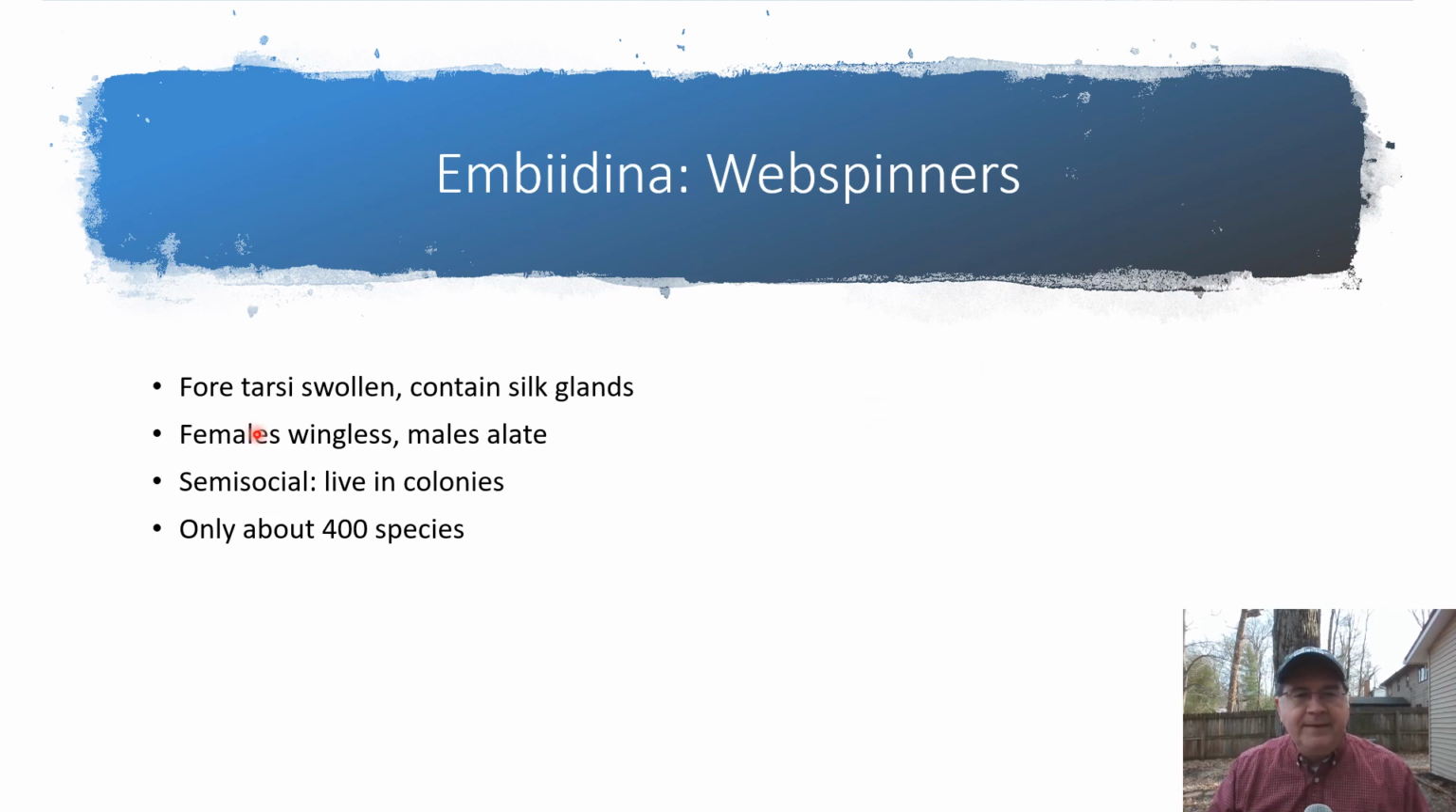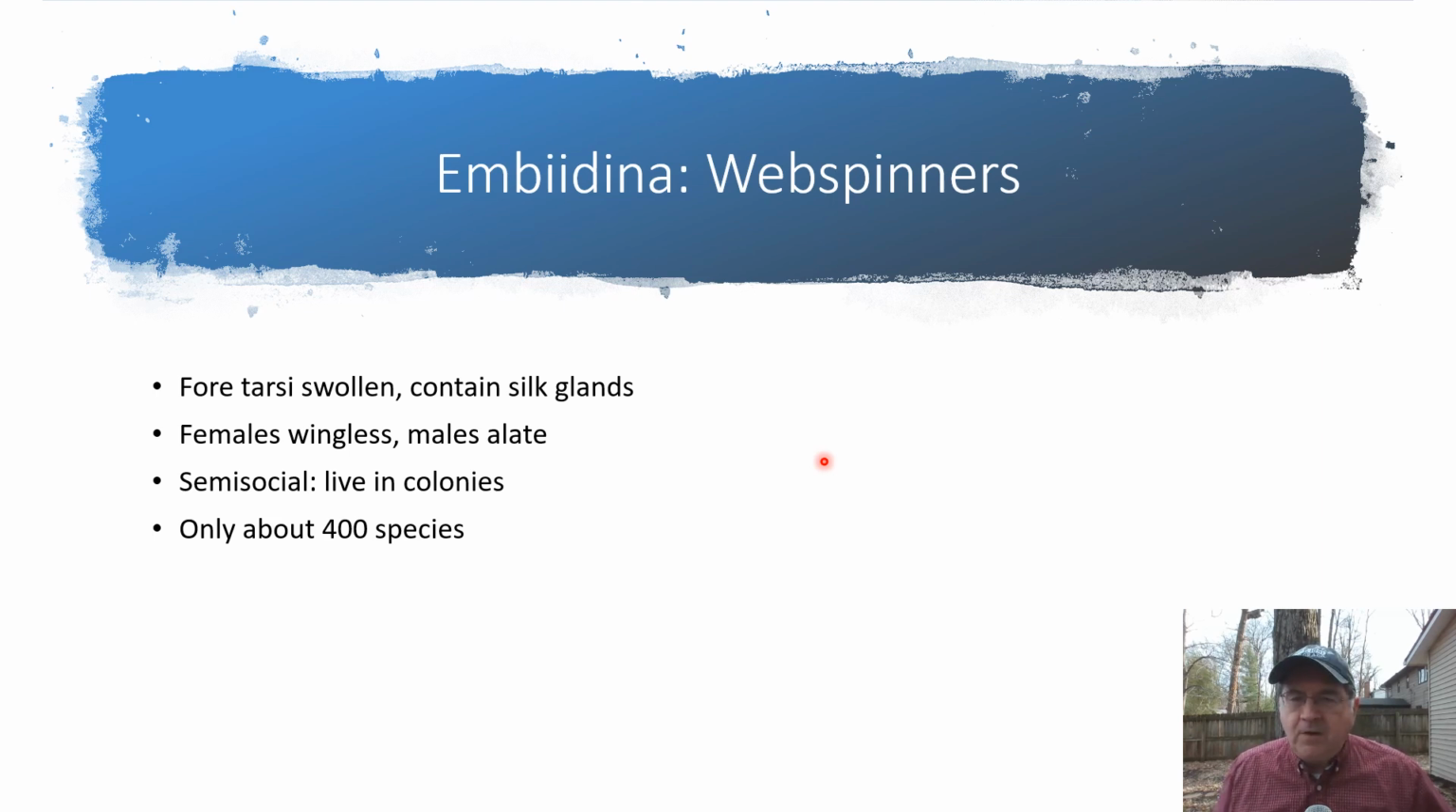One of the very unique characteristics of them is that the tarsi of the forelegs, the basal segment is swollen, and it contains silk glands, and they use the silk from these glands to line their nest. They live in groups.